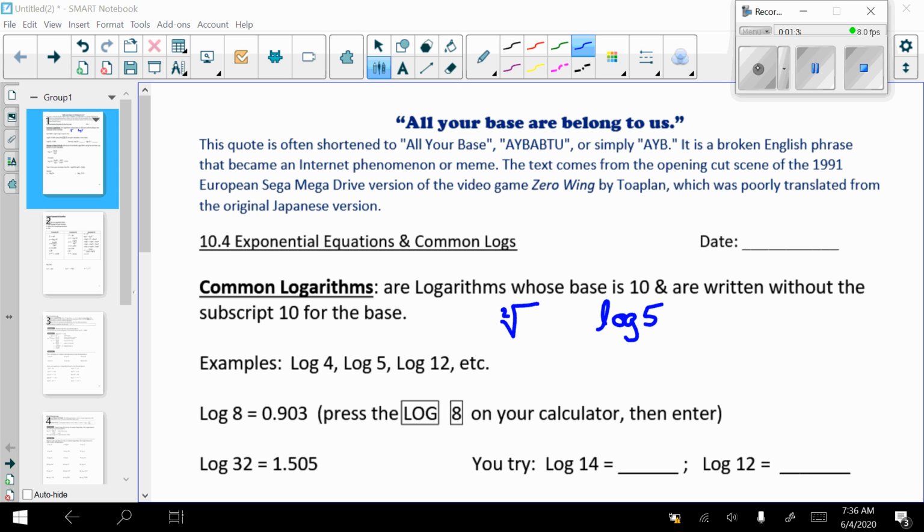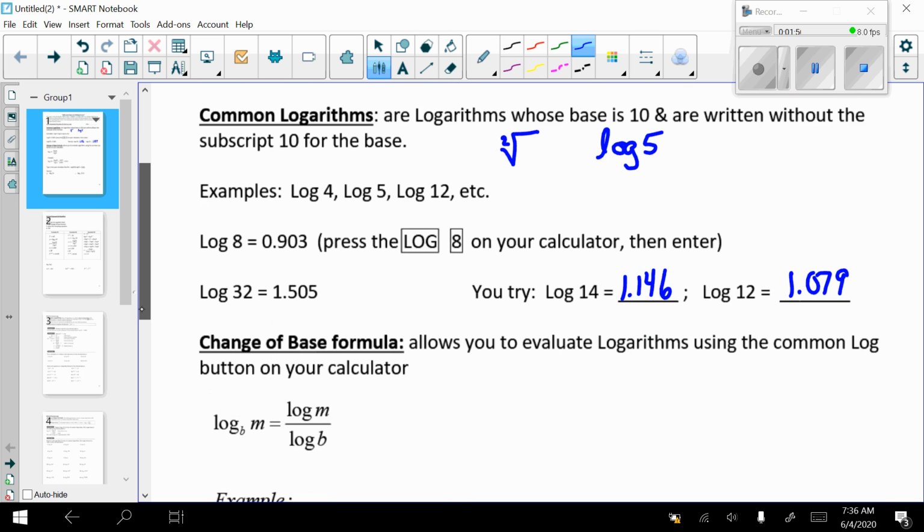So again, just typing in log 14 on your calculator. Let's go 3 decimal places. I got 1.146. And log of 12, same thing, just type it into your calculator and you should get 1.079. Okay, so that's not too bad.